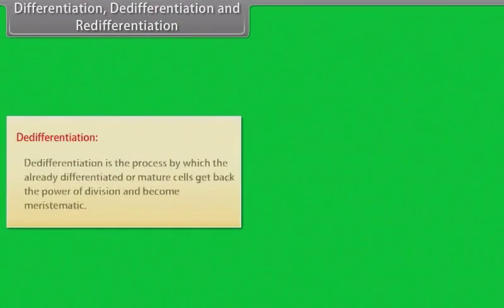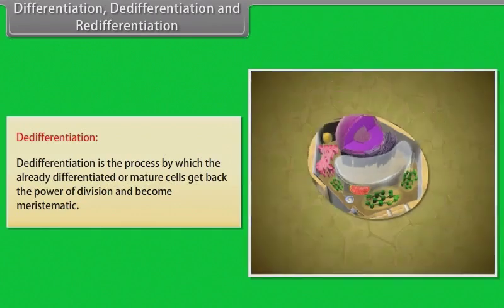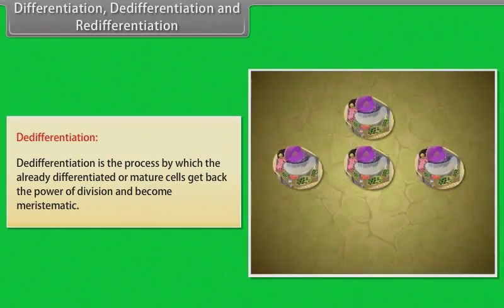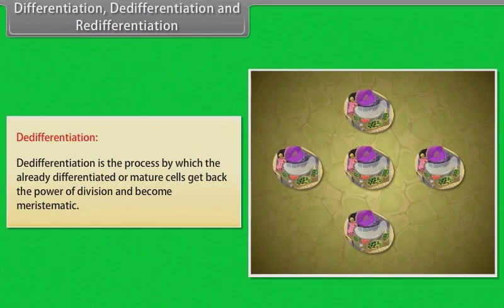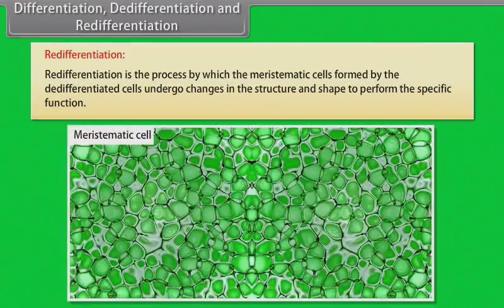immature trichome. After that, nuclear migration takes place and then branching occurs and then it reaches the maturation stage. Dedifferentiation. Dedifferentiation is the process by which already differentiated or mature cells get back the power of division and become meristematic. Redifferentiation. Redifferentiation is the process by which the meristematic cells formed by dedifferentiated cells undergo changes in structure and shape to perform the specific function.